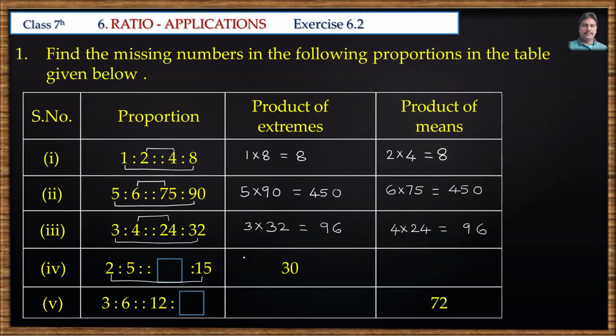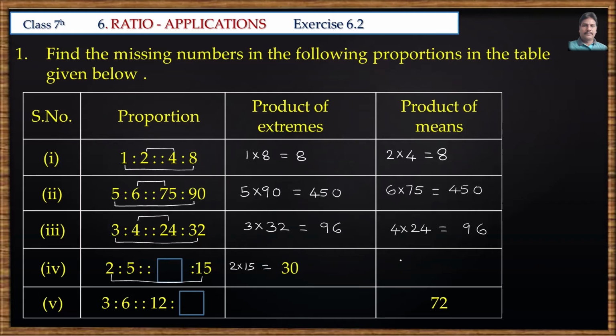2 and 15. So 2 into 15, 15 into 30. This is given. So we have to find the number in the blank. This means you have to find the mean.